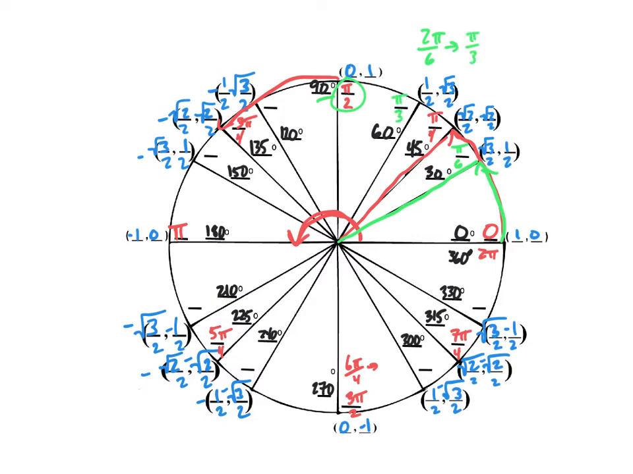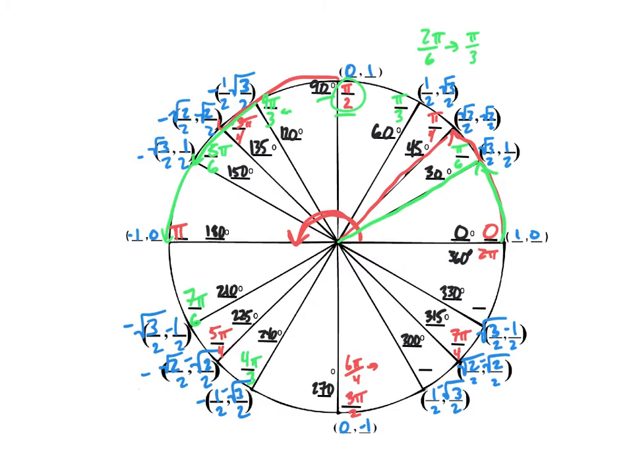If we count another pi over 6, we get back here. If we do another pi over 6, we're back here. And so now this would give me 4 pi over 6. Another pi over 6 gets me here, and that would give me 5 pi over 6. And then another pi over 6 would give me pi. This would be 7 pi over 6. This would be 8 pi over 6. 8 pi over 6 is 4 pi over 3.